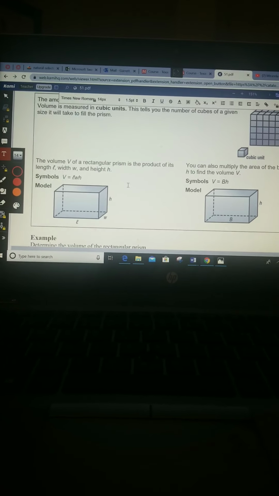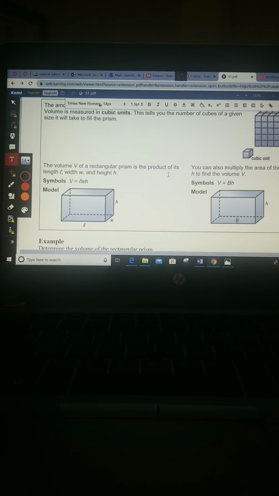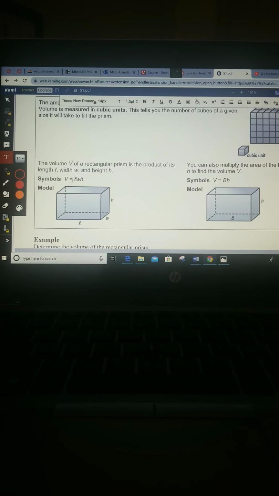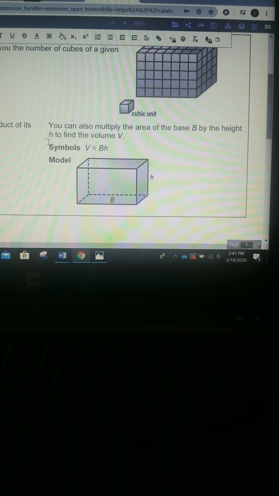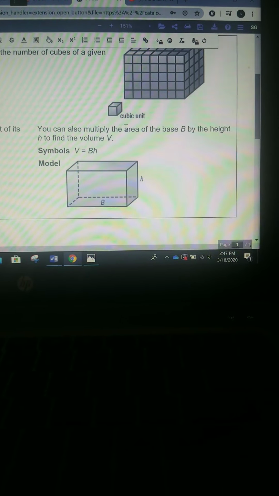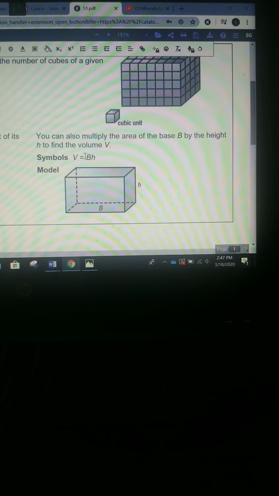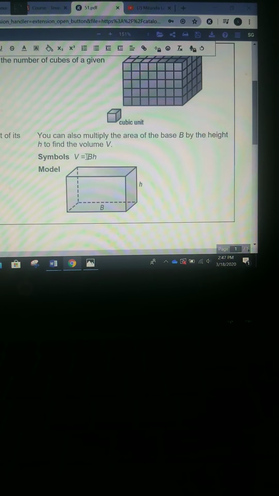The volume, or the capital V, of a rectangular prism is the product of the length, the width, and the height. So the formula is volume equals length times width times height. As you get into other areas of geometry, the formula changes. You can also multiply the area of the base by the height to find the volume. So volume is big B times H, where the big B is the area of the base.